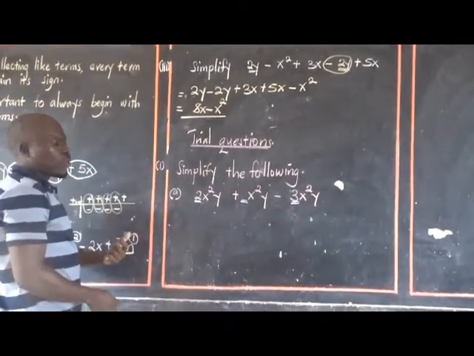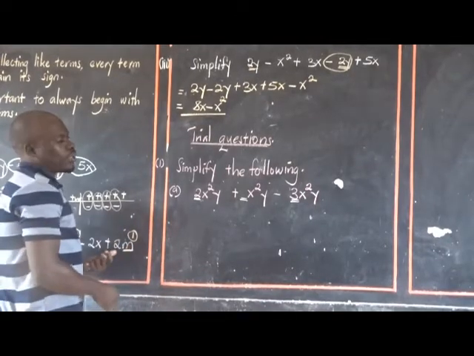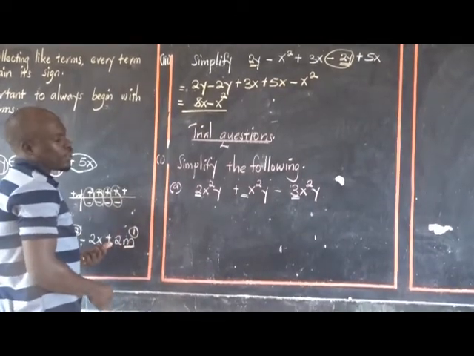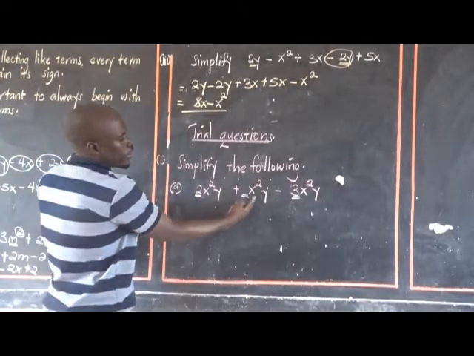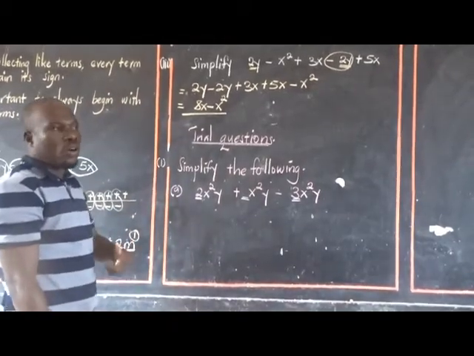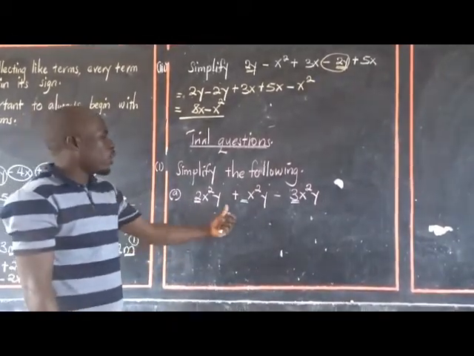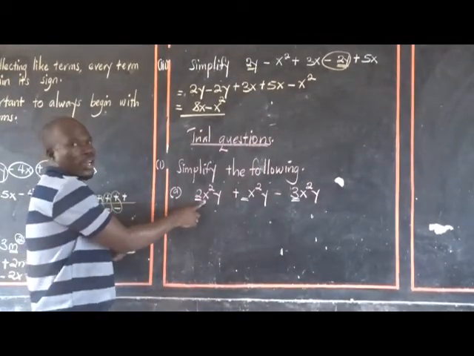Is that a reason for us to look at these terms as if they are not similar terms, as if they are unlike terms? I have said that the coefficients do not determine whether the terms are like or unlike. So the issue of coefficients is out. From there, we look at the variables.